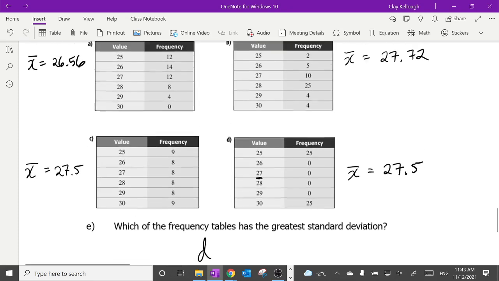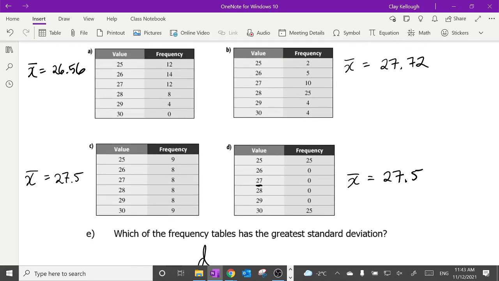Why is it D? Okay, because take a look at the data. Imagine this is a graph. Imagine this is a bar graph, right? At 25, you have this great big bar, and at 30, you have another great big one. And where the actual mean is, you don't have any data.